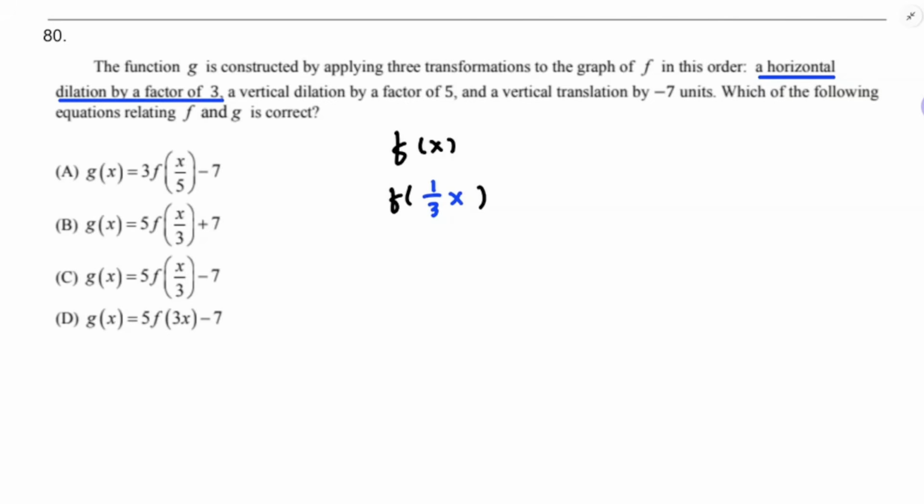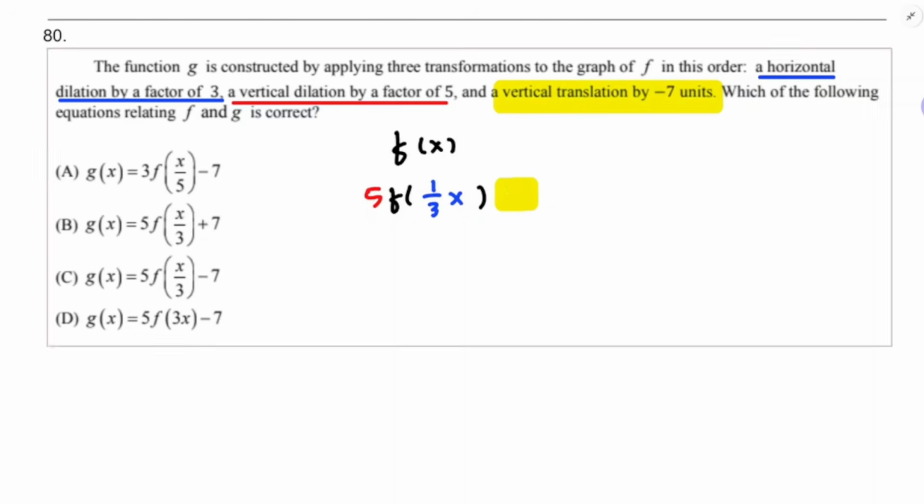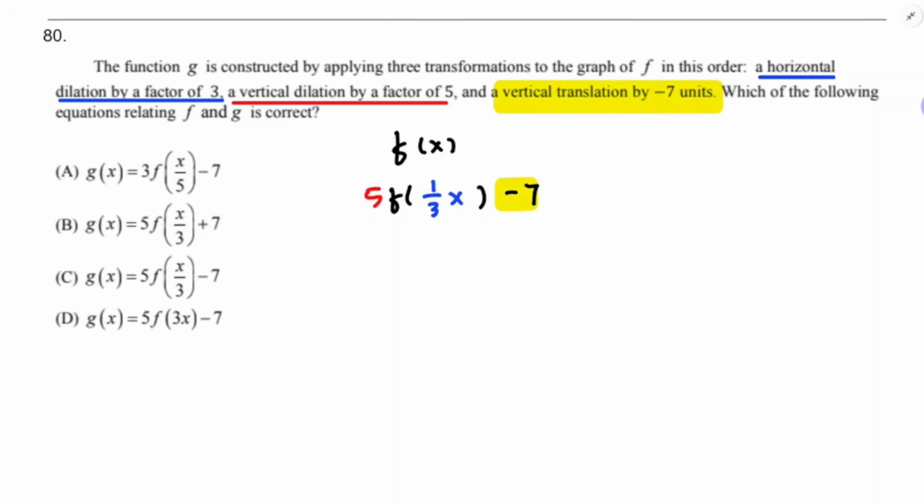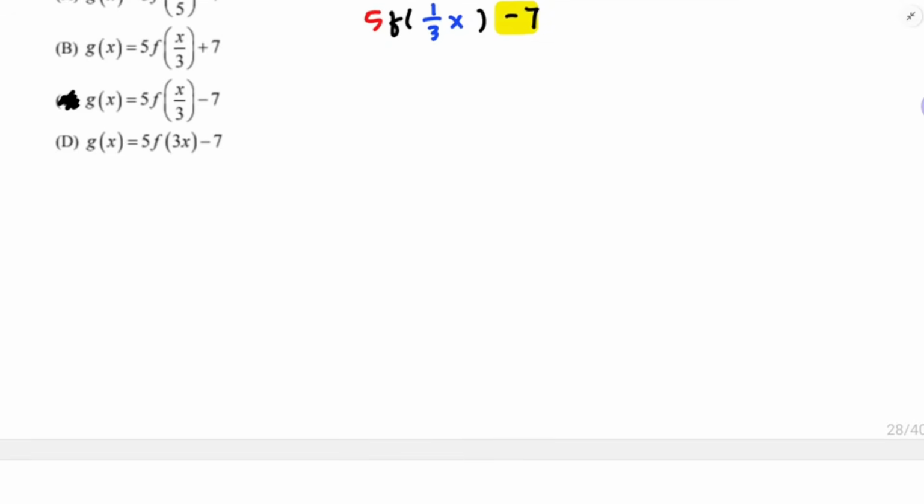Okay, the vertical dilation by a factor of 5. Okay, I'm going to multiply this whole thing by 5. Okay, and then a vertical translation by -7 units. Okay, I'm going to just subtract 7 after the fact. So it's going to look like that. And so 5 f of 1/3 x minus 7. There it is. Okay, we got that. We can do those.